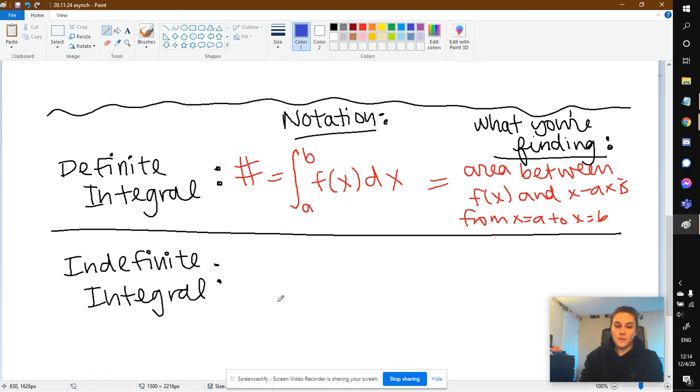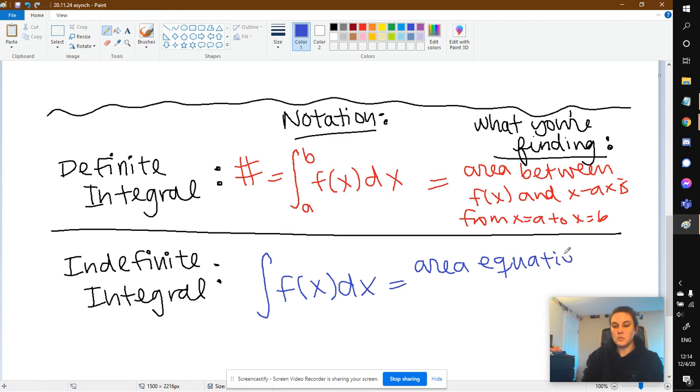On the flip side, the indefinite integral is just the integral of f of x dx. There are no numbers. There's no upper or lower bound involved. And what you're finding is the area equation. So your answer here is going to be an equation. It's not going to be just a straight number, or it's usually not going to be a straight number. And this is more of finding things in general.